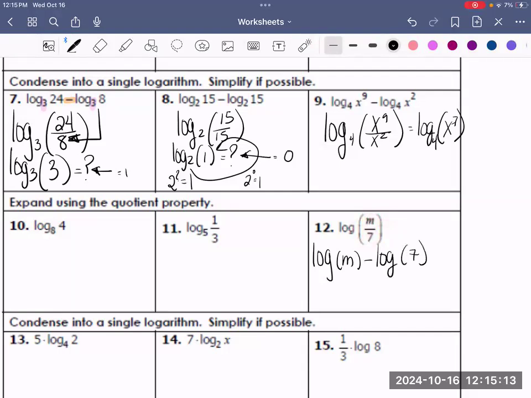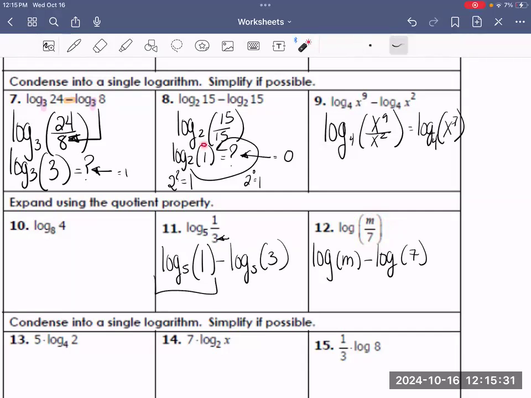And I'm going to do number 11 as well. So the 3 is doing the dividing. So we have 1 minus log of 5 base 3. And again, if we wanted to evaluate this, keep in mind anything that has the 1 on the inside will come out to be equal to 0. So this whole thing is equal to 0. So our final answer, if asked to evaluate, is negative log base 3 of 5.